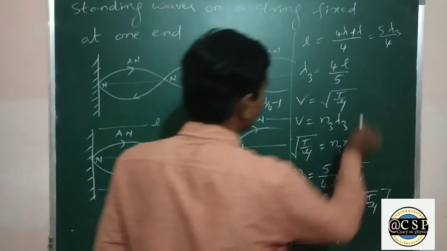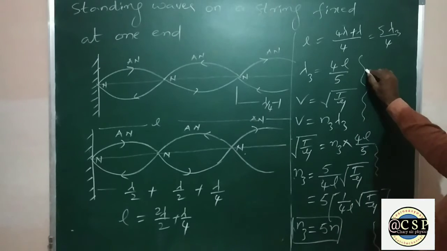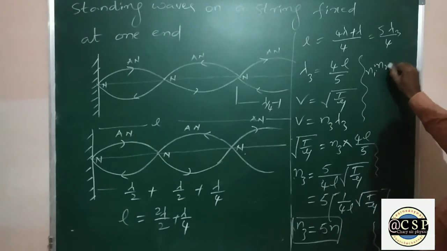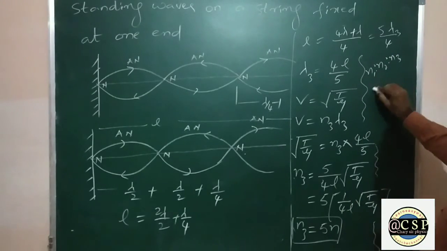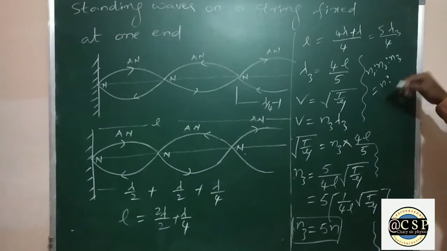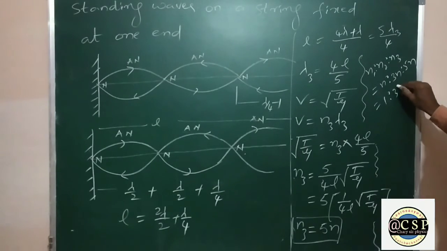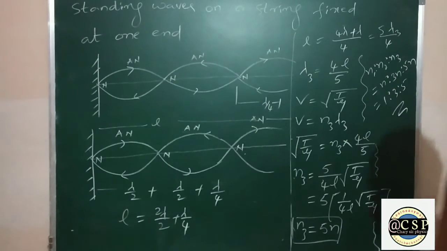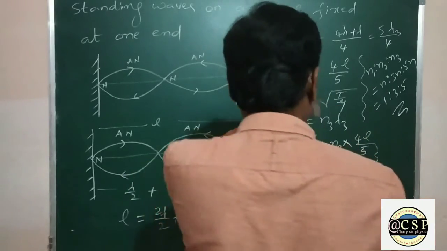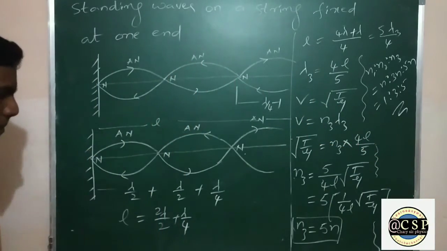So what is the ratio of these frequencies? The ratio of frequencies N1 is to N2 is to N3 is equal to N is to 3N is to 5N. Finally, 1 is to 3 is to 5. This is the ratio of frequencies, 1 is to 3 is to 5. Write it.